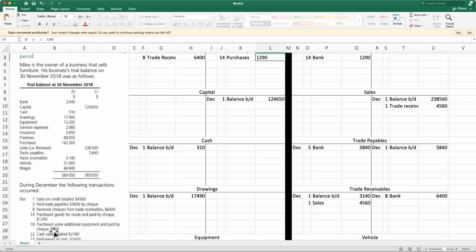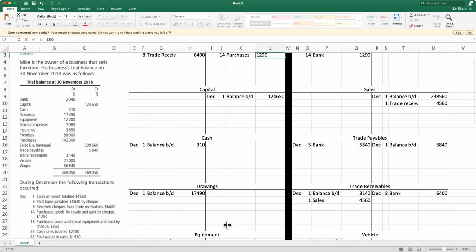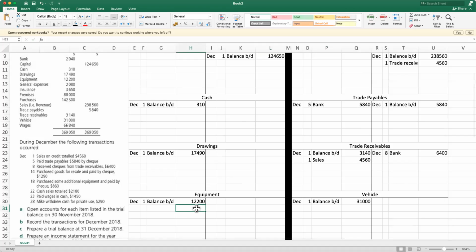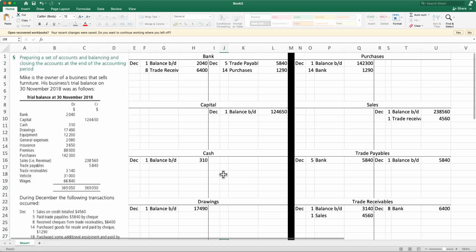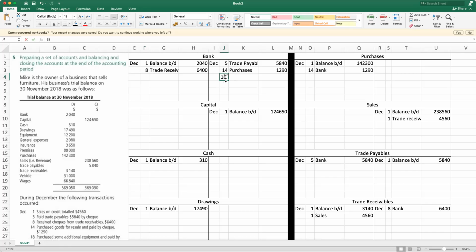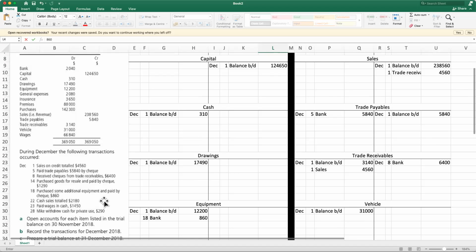Great. Purchase some additional equipment. So this is not about your purchases, but something to do with your equipment. Means you bought more equipment. So it should be 860 here. Go to your bank amount on the 18th. Right, equipment 860.